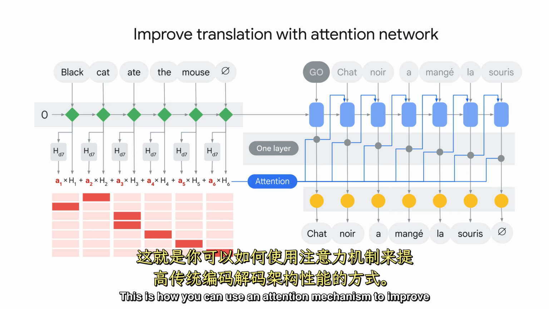This is how you can use an attention mechanism to improve the performance of a traditional encoder-decoder architecture.